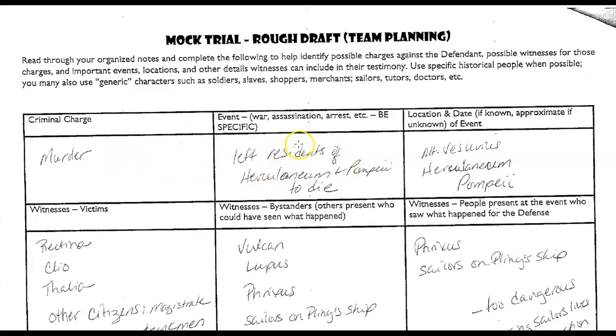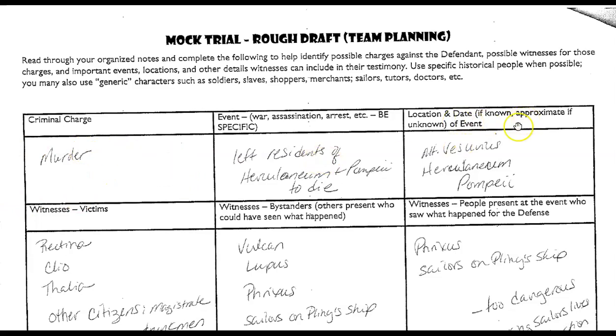For Pliny, again, going back to Pliny just as your example, well, he left the residents of Herculaneum and Pompeii to die. I could add here that he didn't rescue the people in Stabia, at the Villa Pomponiana. He failed to rescue them. I didn't put that on here, but I could. Both of those are murders. So that would be like 2 counts of murder as the charge, okay?